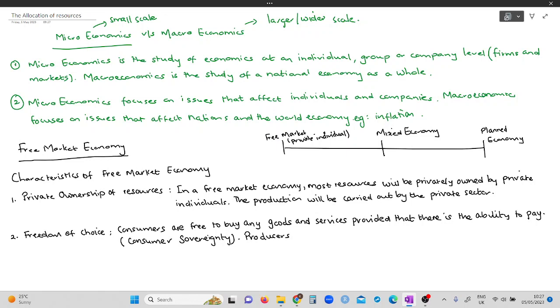Donc, freedom of choice n'est pas applicable que pour le consumer, mais aussi pour le producer. Producers as well are free to produce. Bien sûr, vous avez envie de faire du profit, vous avez envie de produire quelque chose de plus profitable. Producers are free to produce any goods and services that will bring them maximum profits. Je peux produire ce que les consommateurs veulent le plus, et je peux gagner plus de profit.